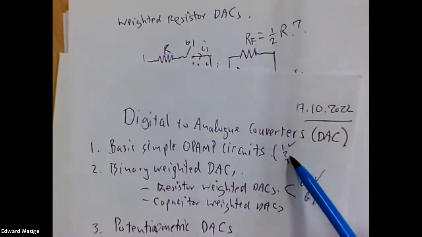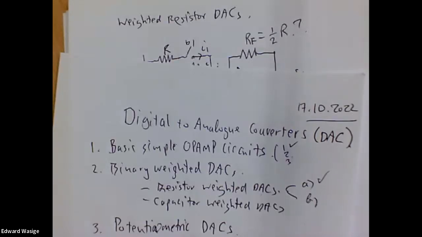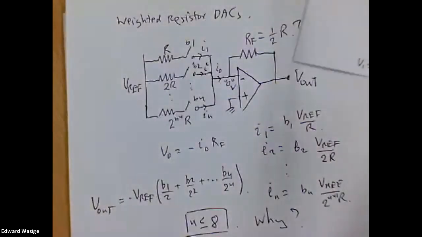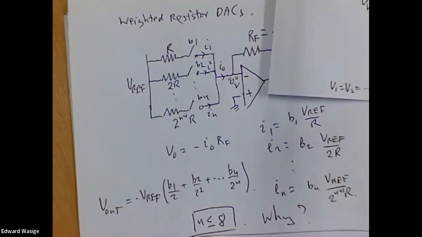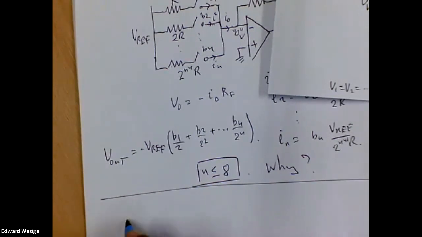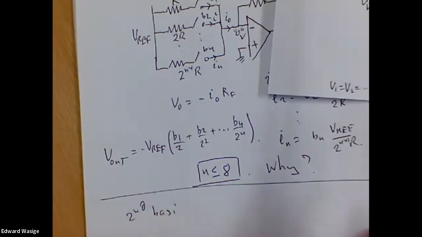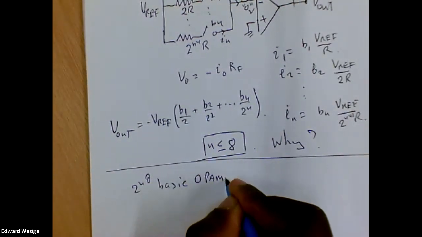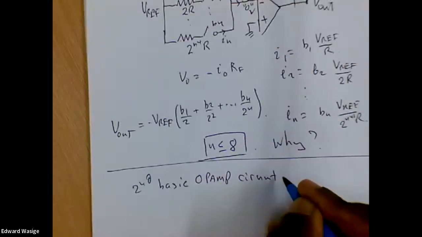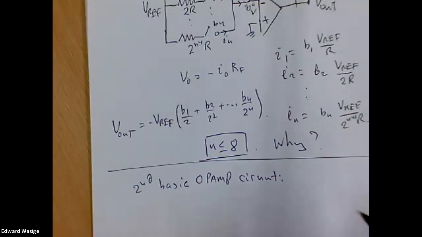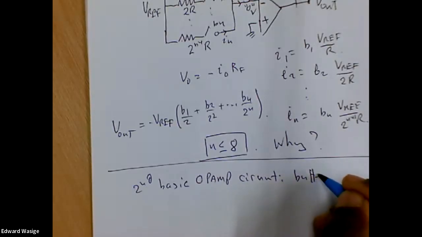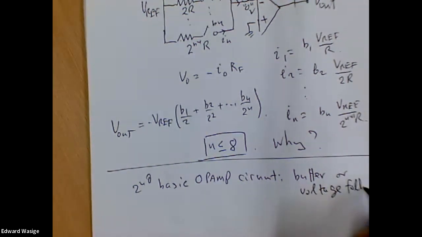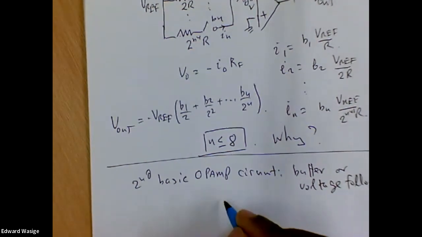So before we carry on to the second simple circuit, no, I think now we do the second and third simple circuits. Second basic op-amp circuit. So the first one was a summing amplifier. This one we can call a buffer, or also a voltage follower. This one is quite simple.